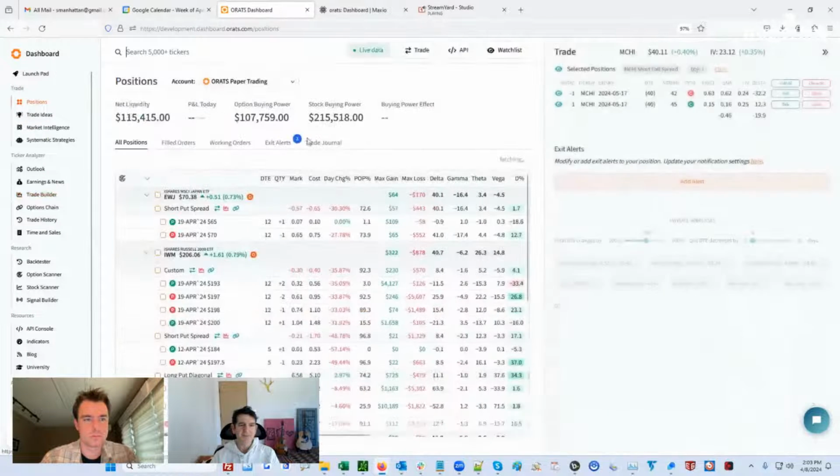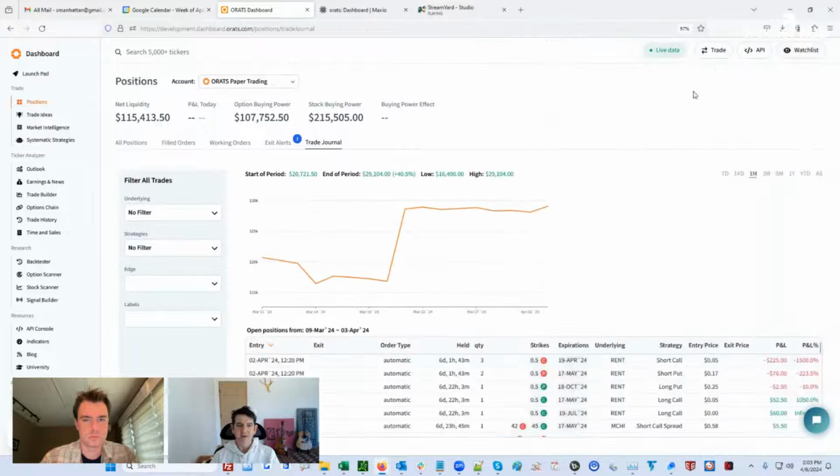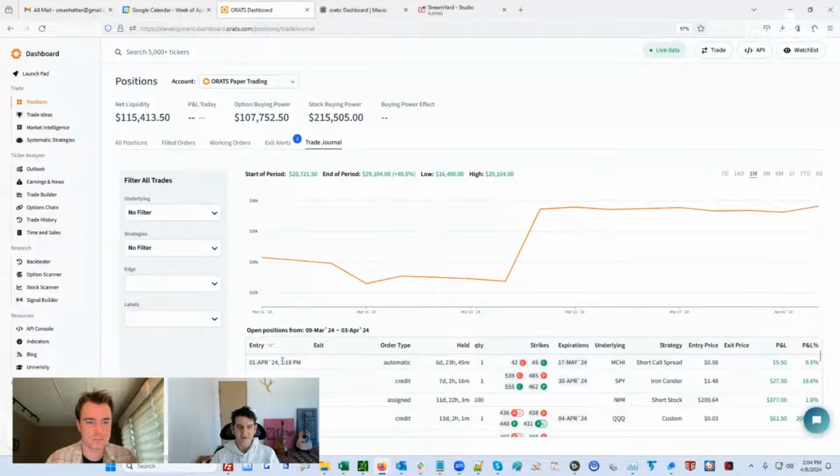Sometimes I like to look at our trade journal. Again, we've been teasing it. We're going to release it in earnest pretty soon. But I could go back to see our last show, which is at this time on April 1st, so I could see what the trade that we did was. And so indeed that was the 58 cent short call spread. So it's kind of nice to be able to see these in this type of a table.